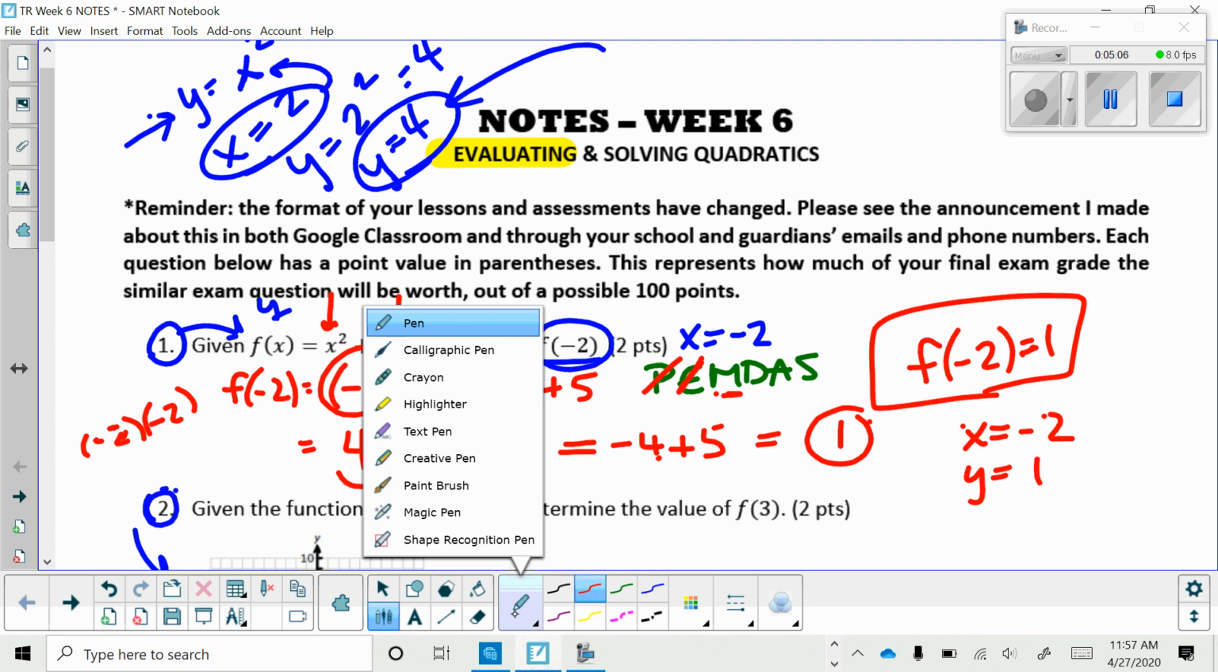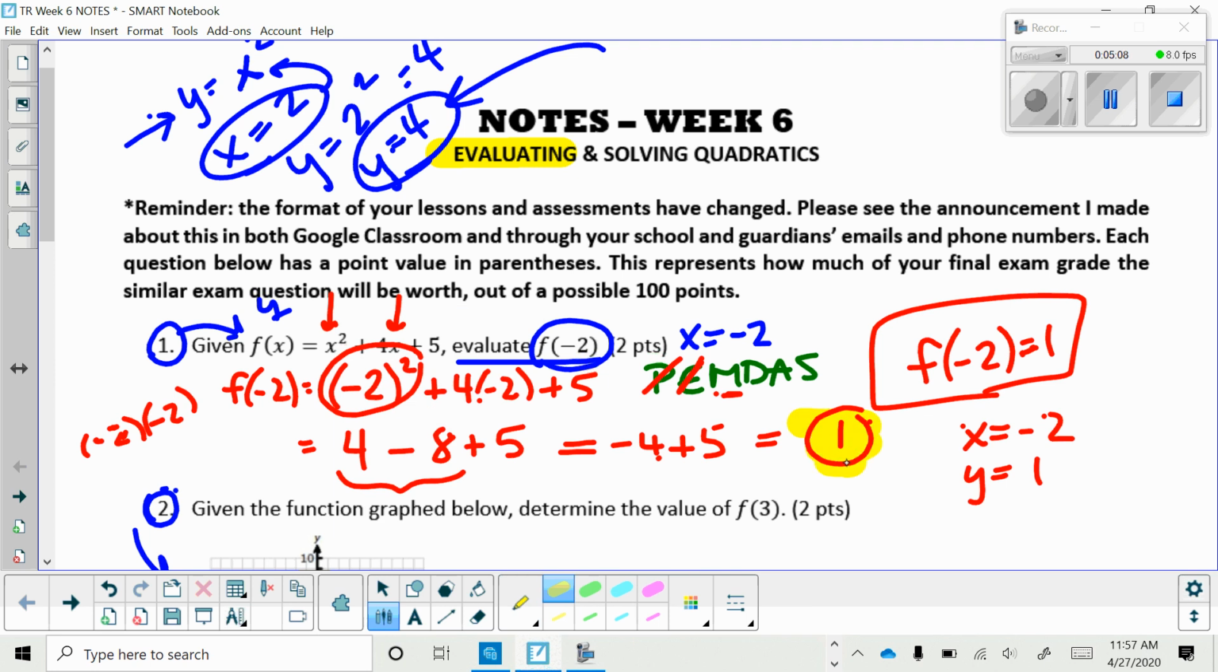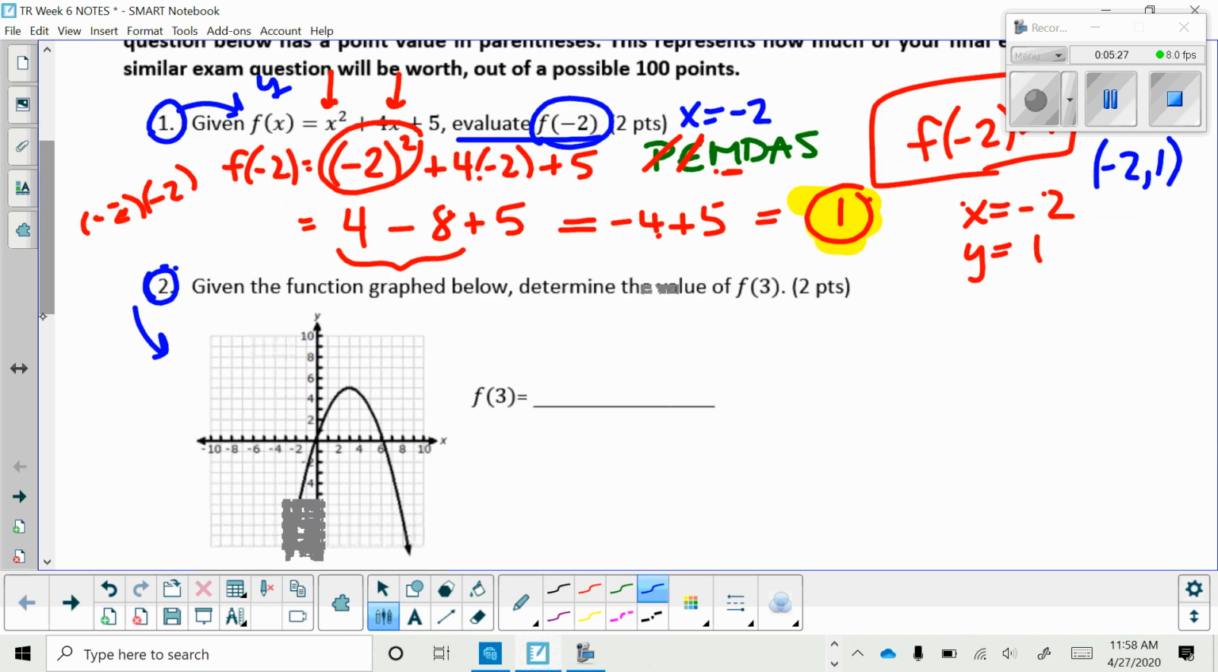So I just wrote a whole bunch of extra stuff. Here's your answer. That's the answer right there. And just as some extra information, if you were to write this as an ordered pair, when x is negative 2, y is 1, just like that. So that's the algebraic way to evaluate a function. Let's look at doing it with a graph, graphically.